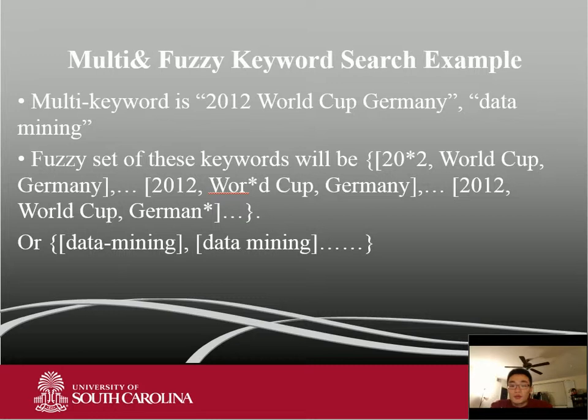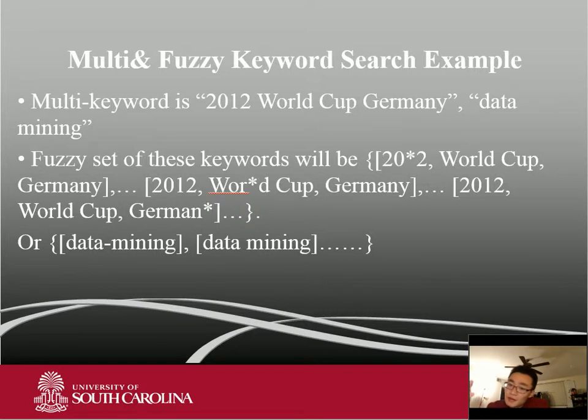If we have only single-word search, we need to try different single words various times. Like you want to type in World or World Cup or Germany, and you may get many irrelevant files or articles. But if we have multi-keywords, it can increase our efficiency sharply. And a fuzzy set of these keywords can be like this set: 2000 a star 2.